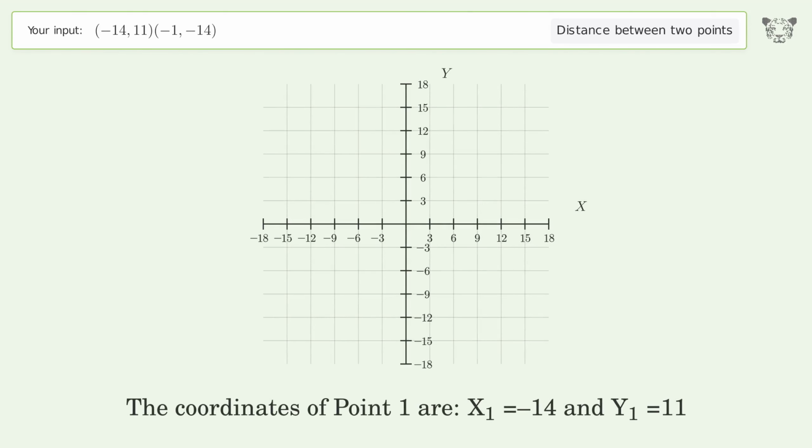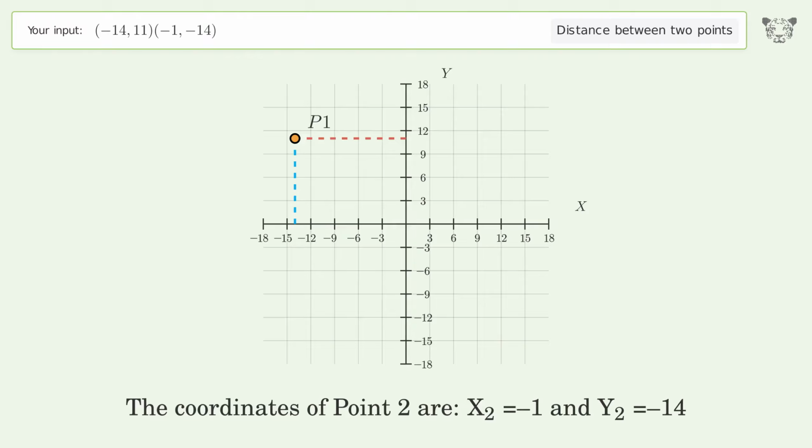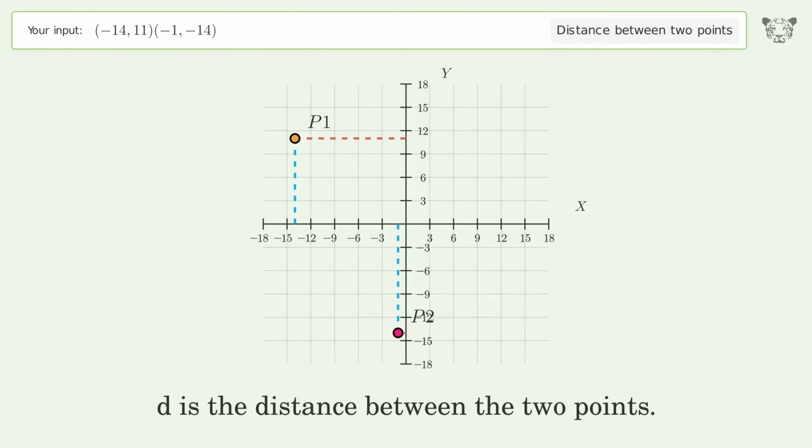The coordinates of point 1 are x1 equals -14 and y1 equals 11. The coordinates of point 2 are x2 equals -1 and y2 equals -14. D is the distance between the 2 points.